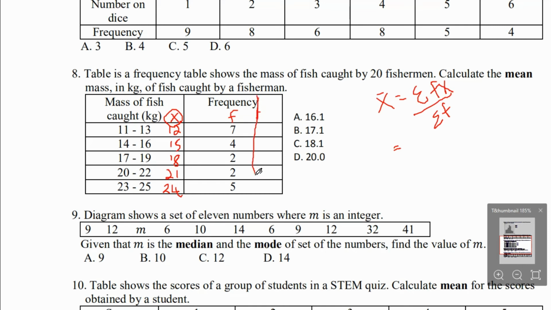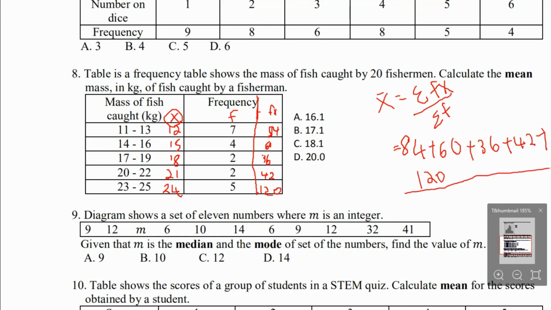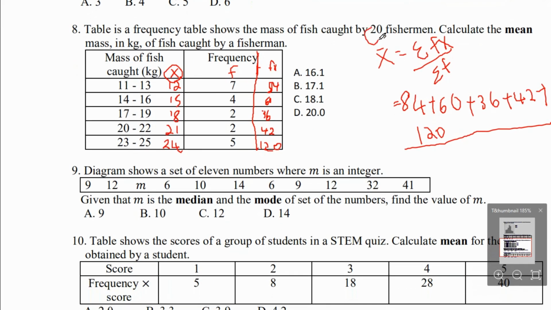We can create another column here, which is fx. So frequency multiplied with midpoint. 7 times 12, 84. 15 times 4, 60. And this is 36. This is 42. 120. Okay, so total of fx, we just add up all the numbers here. 84 plus 60 plus 36 plus 42 plus 120 divided by total frequency, 20 fishermen. So we divided by 20. Okay, use calculator. And so it will be 17.1.